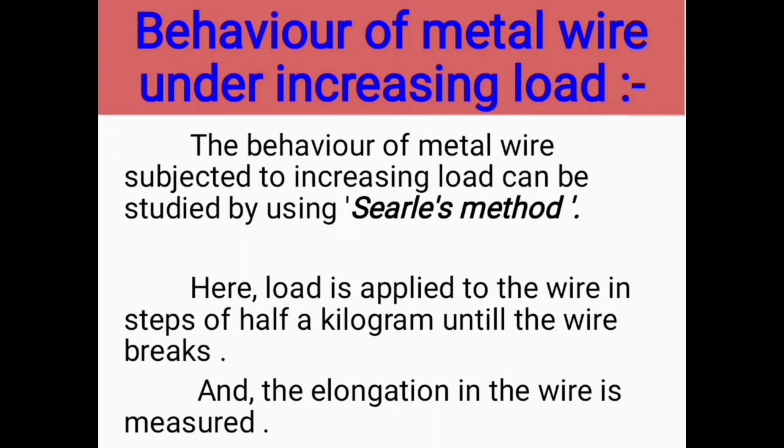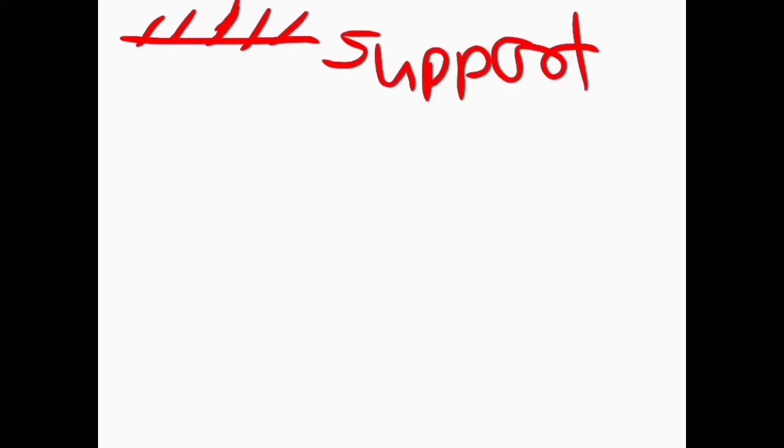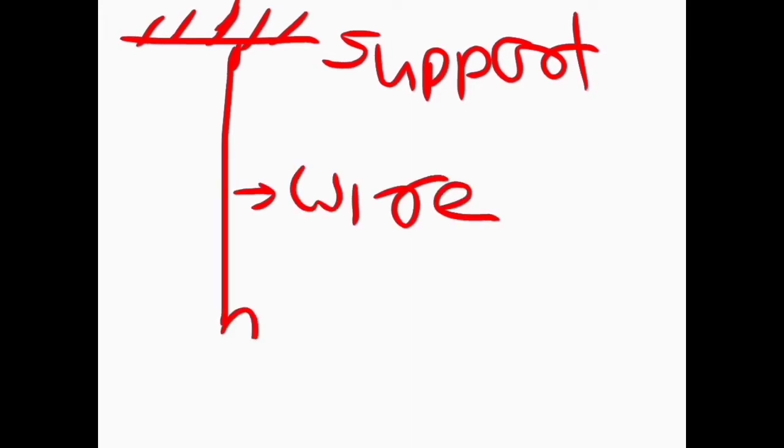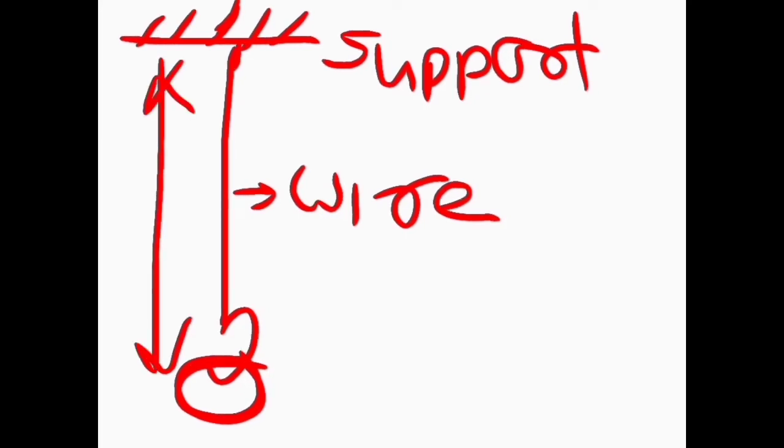Let's see. I will explain firstly. I will take a rigid support here. This is a rigid support, and one wire is freely suspended from this rigid support. This is a wire, and if we add some weight to the free end of this wire, what will happen? We know that the wire will have some elongation in the downward direction, right? Suppose we attach some weight to this free end of the wire, meaning we apply force, then due to this force, elongation is created in the length of this wire.